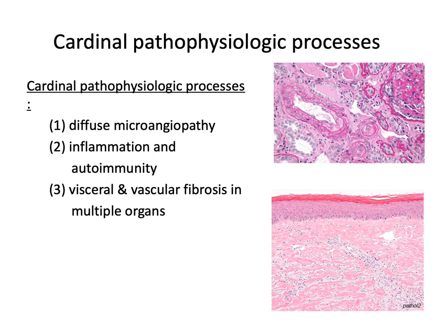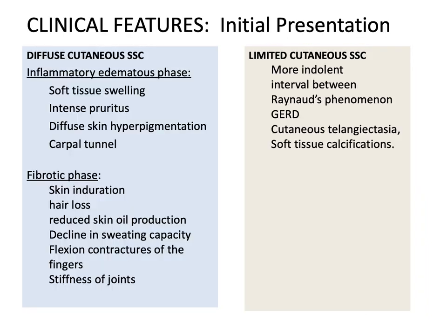The three cardinal pathophysiologic processes that account for the clinical presentation of scleroderma are diffuse microangiopathy, inflammation and autoimmunity, and visceral and vascular fibrosis in multiple organs. Autoimmunity and the altered vascular reactivity are early in the manifestation, and a complex and dynamic interplay between these processes initiates and amplifies the fibrotic process. The initial presentation between the two types of scleroderma is quite different.